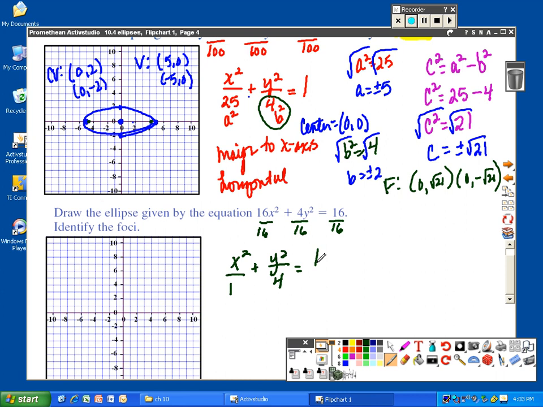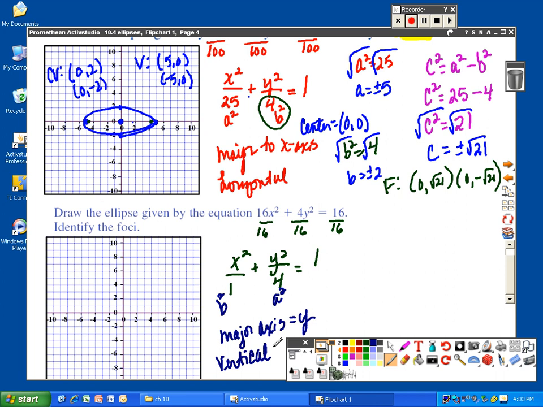What is my major axis? What is a squared? A squared should be the bigger number, so a squared is under my y, and b squared is under my x. So that makes my major axis y. It is a vertical, elongated ellipse.